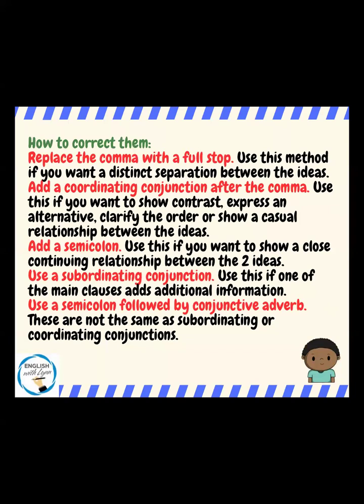The other way that you can change them is by using a subordinating conjunction. So you could turn one of the main clauses into a subordinate clause. And you would do this if one of the main clauses adds extra information to the other main clause. And the final way of correcting this is again using a semicolon, but have your semicolon followed by what we call a conjunctive adverb.